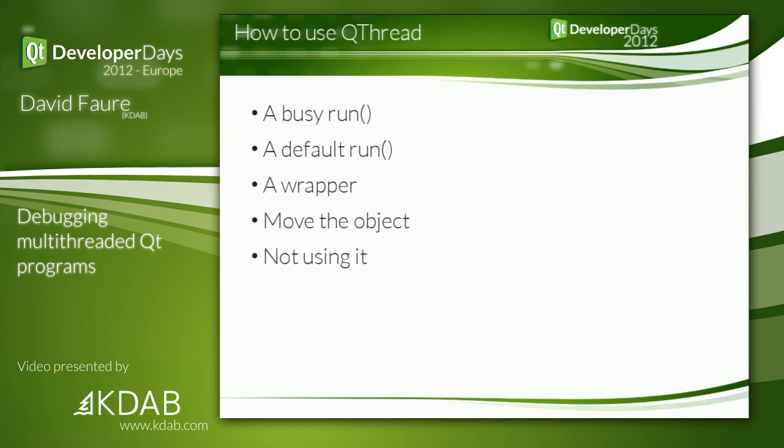So there are many ways to use QThread, and we're going to look through them. One of them is to have a busy run. Another one is to have the default run. We'll look into a wrapper solution for the problems that Jan will show you, and a fourth solution, which will be moving some objects between threads. And finally, we'll talk about what happens if you don't actually use QThread.